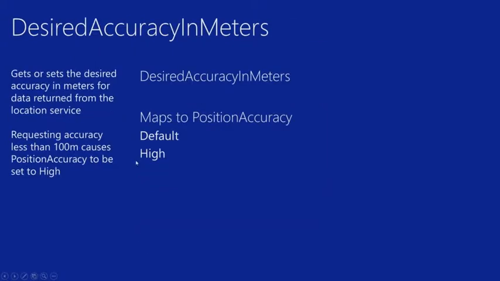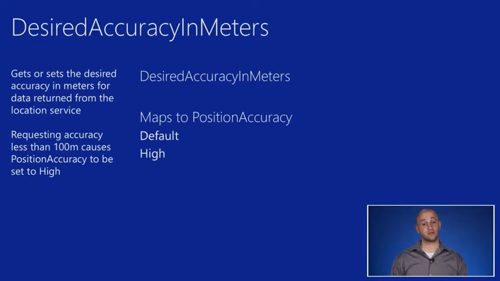Now you can set a particular desired accuracy in meters using this new property. It's get/set, and this tells the system what accuracy of detail you want your location results returned in. This maps to the existing property of position accuracy, which was also available in Windows 8. Asking for an accuracy less than 100 meters in detail results in the high accuracy choice. High accuracy means that the system will always attempt to use GPS if present, as opposed to default, where the system will only use GPS if it needs to, for example, if Wi-Fi cannot be used to get location.